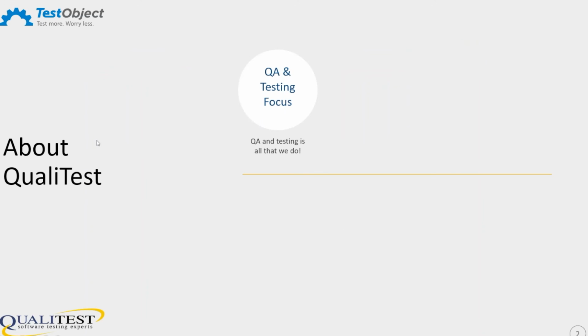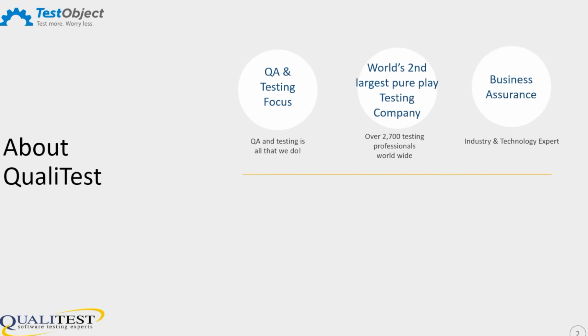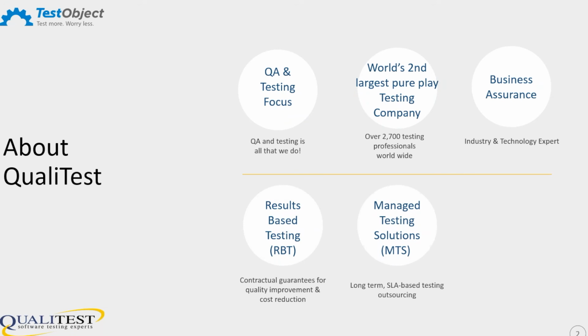So to begin with, who are QualiTest? QualiTest are the world's second largest pure play software testing company. We are only focused on quality assurance and testing, whether that's functional testing or non-functional testing, it's all we do. We've got over 2,700 professionals worldwide. We're considered an expert in business assurance, results-based testing, managed testing services and solutions. And we've got global services delivery models for onshore, nearshore, offshore, and crowd testing, basically finding the right type of testing for you.